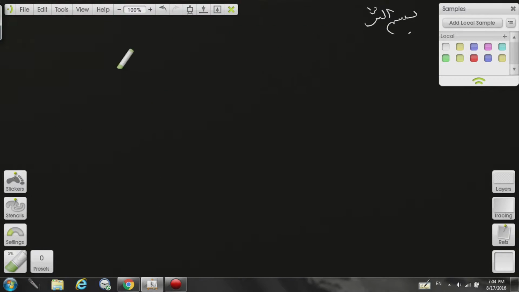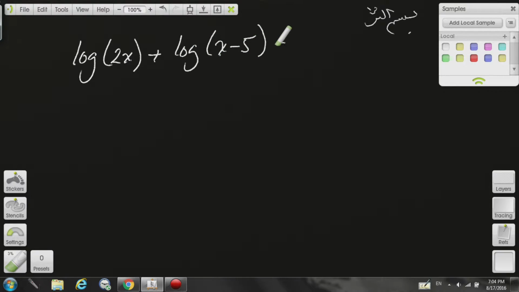One last type of example I'd like to do for you is this one. This log equation. Log of 2x plus log of x minus 5 equals 2. Now we are asked to solve for x, of course. All of these we are asked to solve for x. What do you think? We can't get rid of the logs. And we can't take the log to the other side. Then you still have one term. And, well, what do you think?